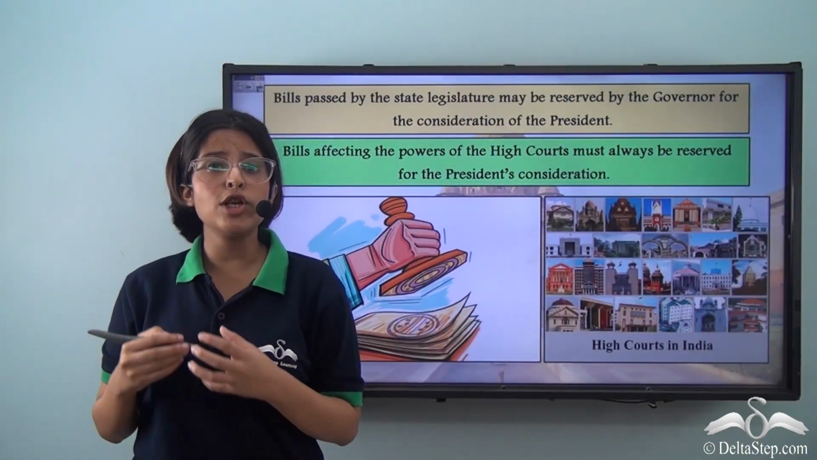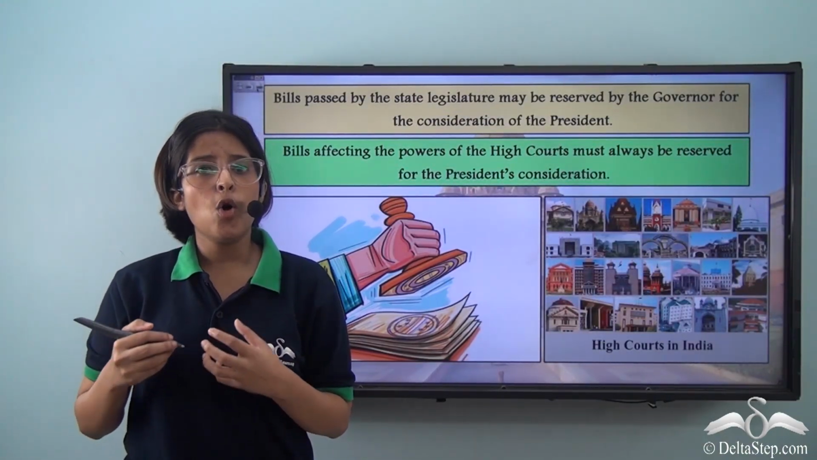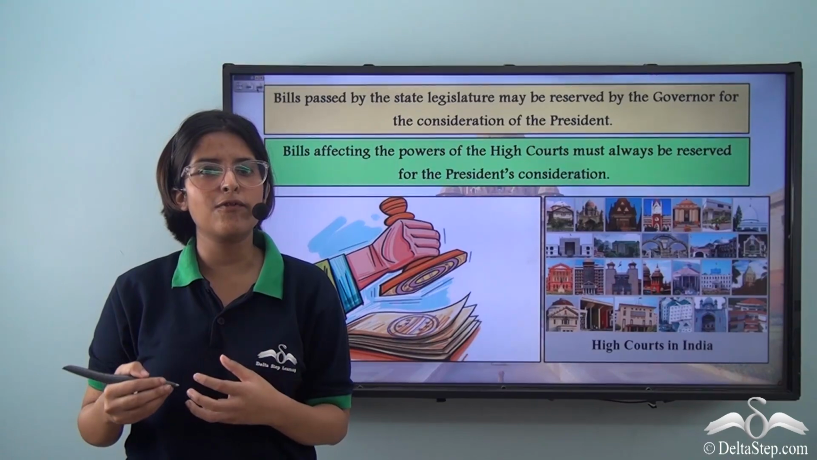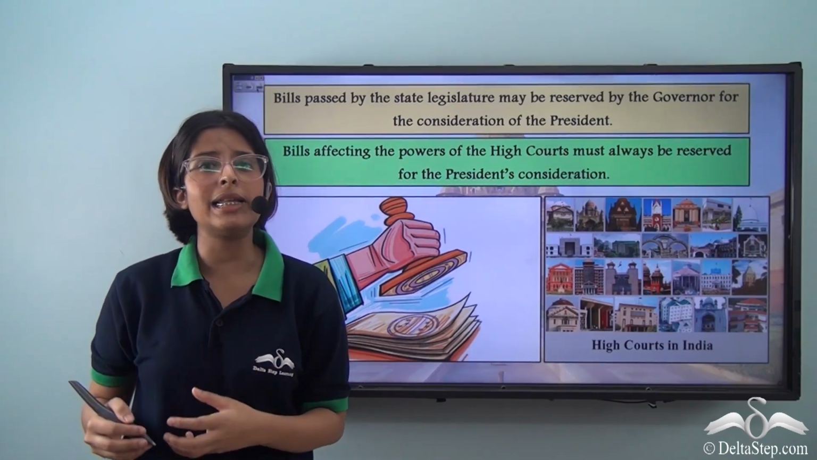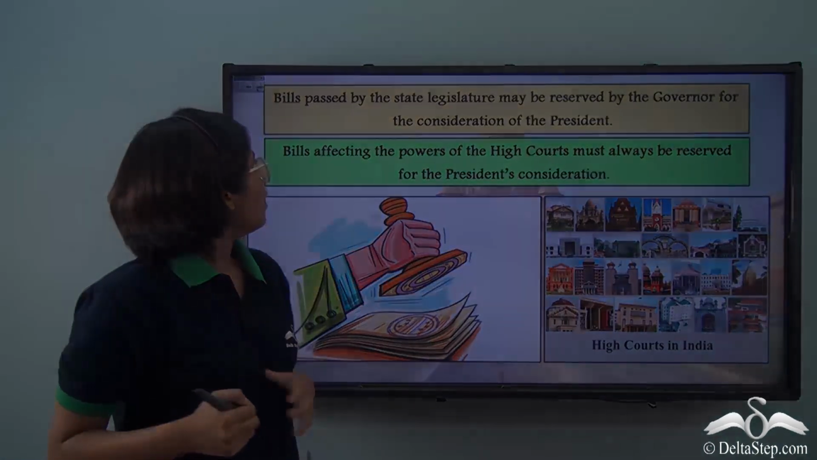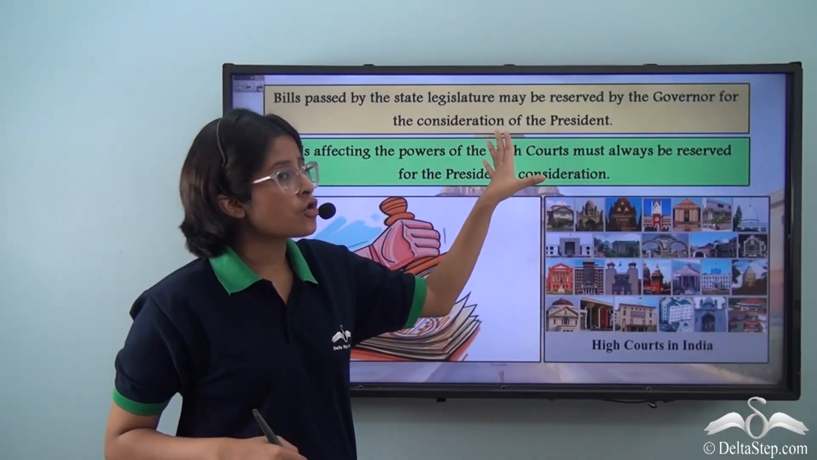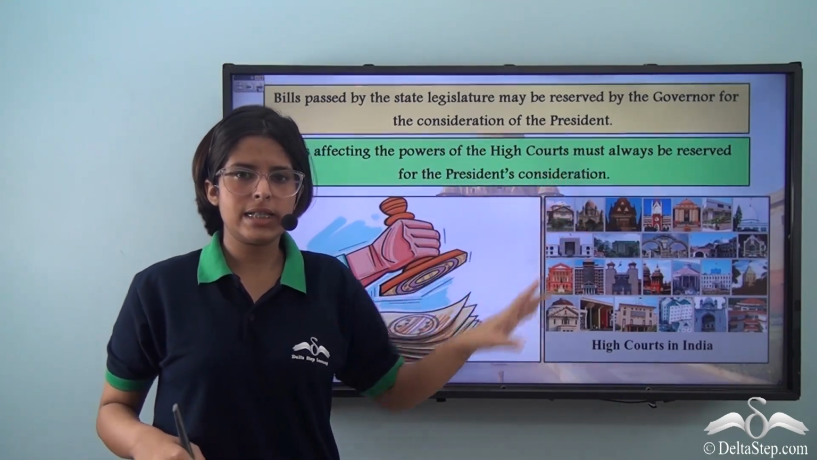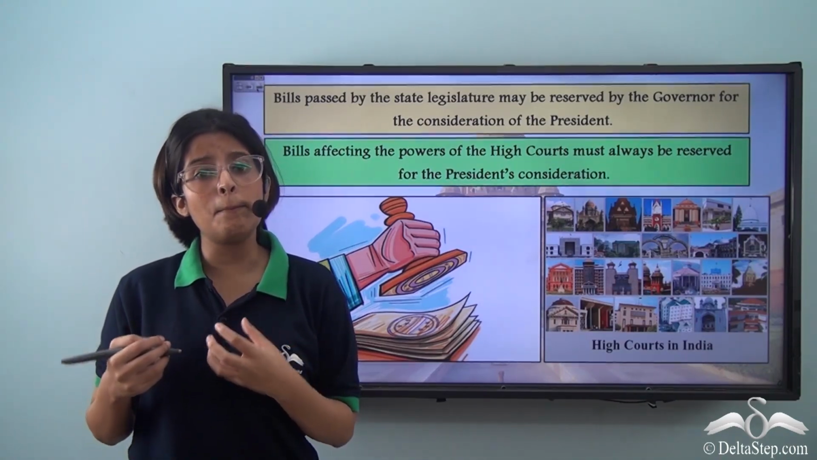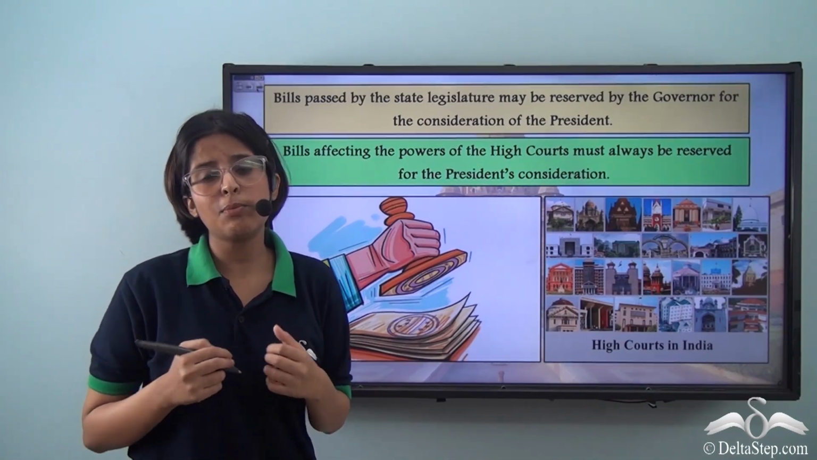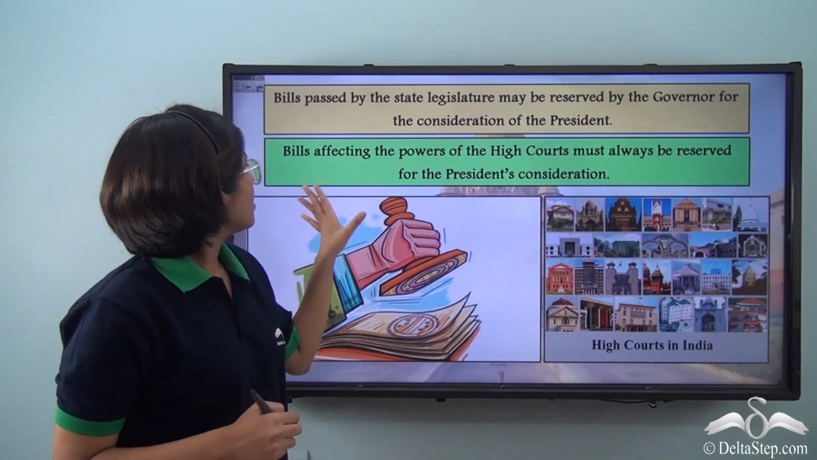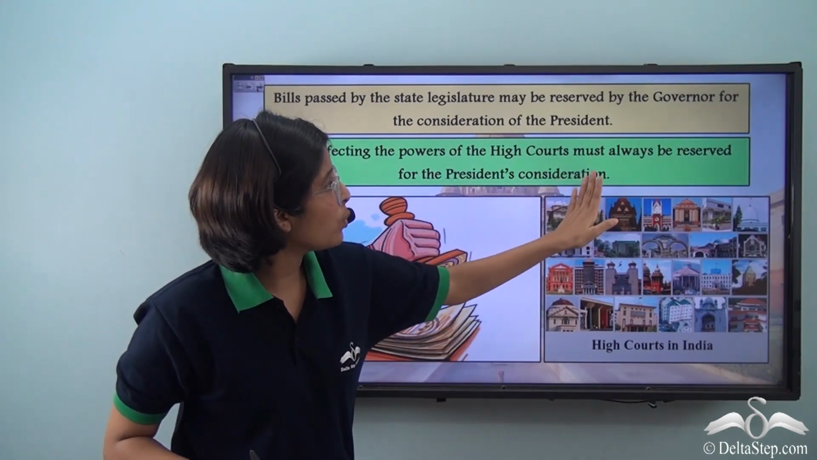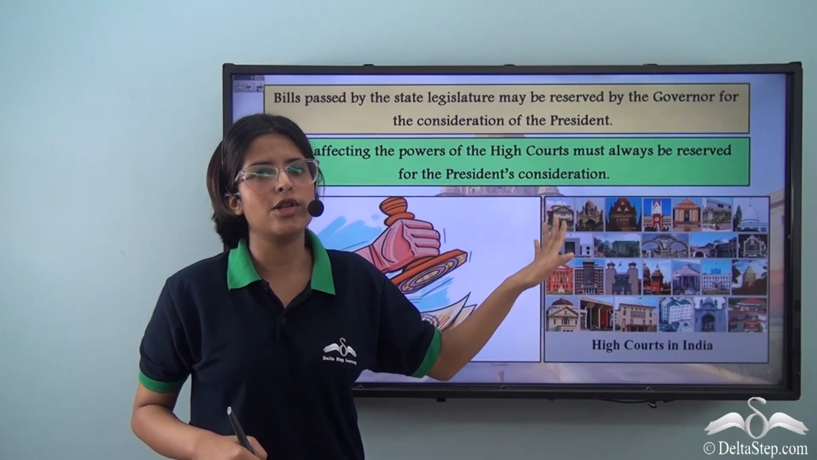Just like the bills of the Union government have to be signed or given assent by the President, the bills passed by the states have to be passed or approved by the governor of the state. Now, bills passed by the state legislature may be reserved by the governor for the consideration of the President. Do you know which bills are compulsory to be kept for reconsideration by the President? It is the bills affecting the powers of the high courts. These bills must always be reserved for the President's consideration.